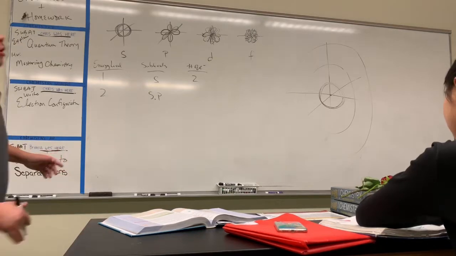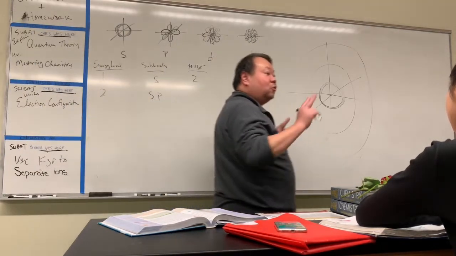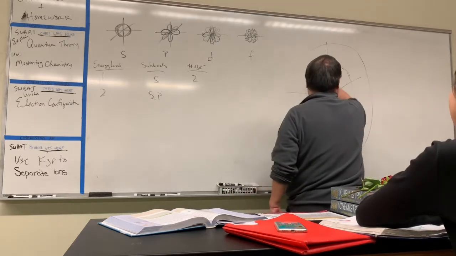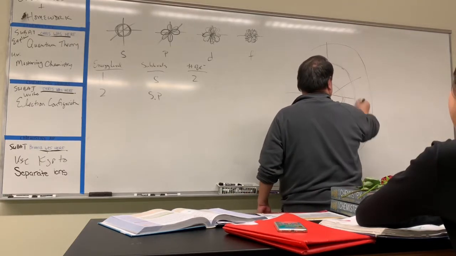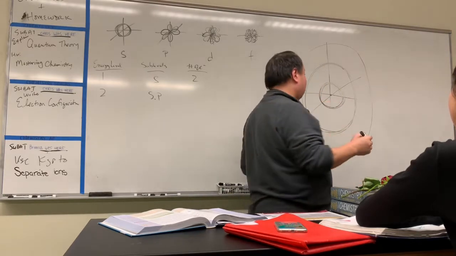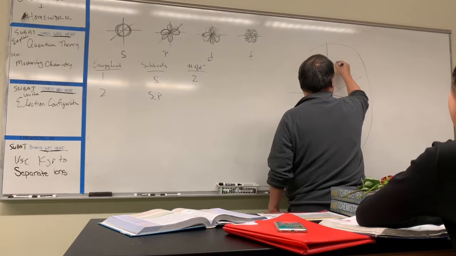Okay? What's that look like? Well, the 2S, second energy level that has S, looks like a sphere. It's a bigger sphere, clearly, because it's a higher energy level. Yes? Yeah. Right? And it has a 2P.